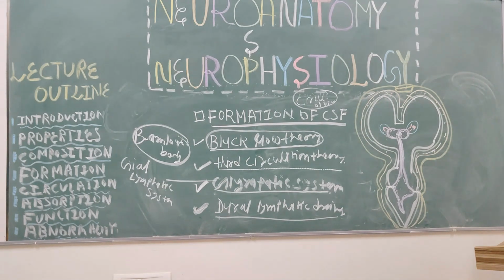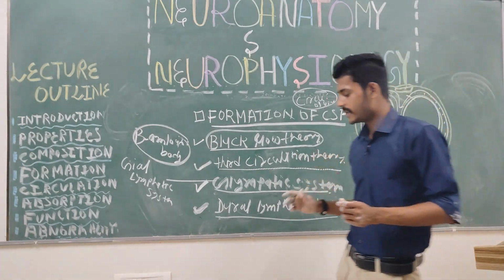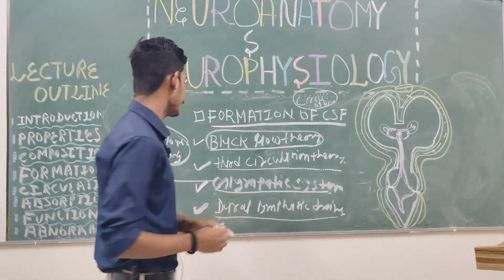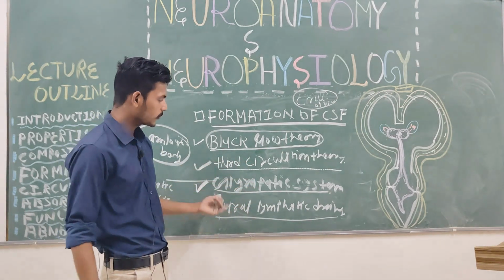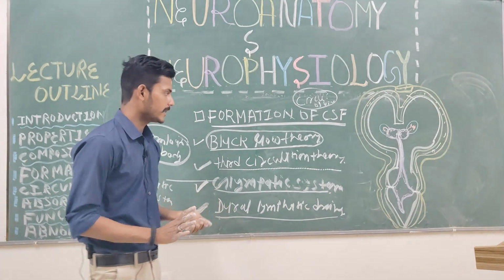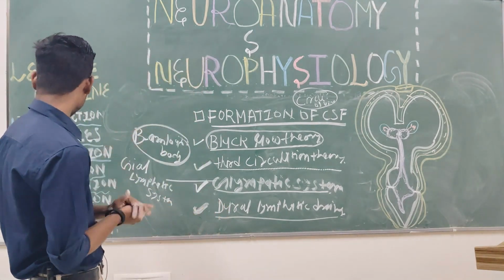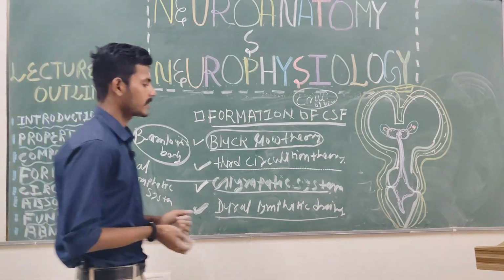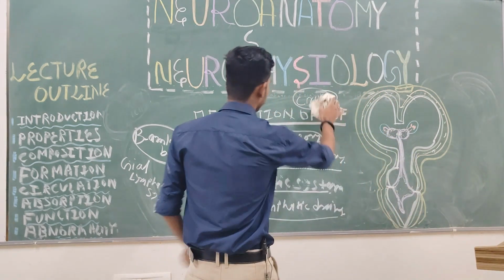So cerebrospinal fluid production and absorption is significantly changing. The concept is continuously changing, from the third circulation theory to the lymphatic system to the dural lymphatic drainage. Understood? Now, once you have understood all these things, come to the point and discuss the function of CSF.